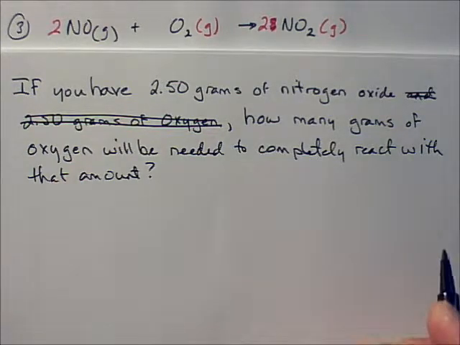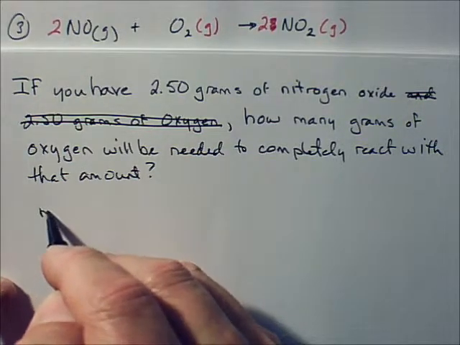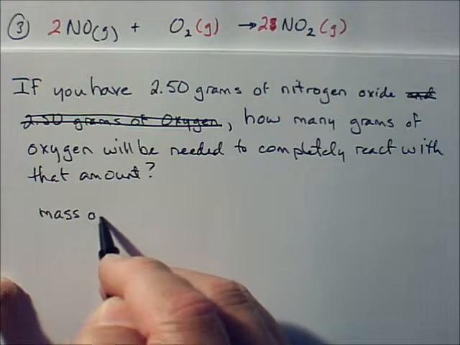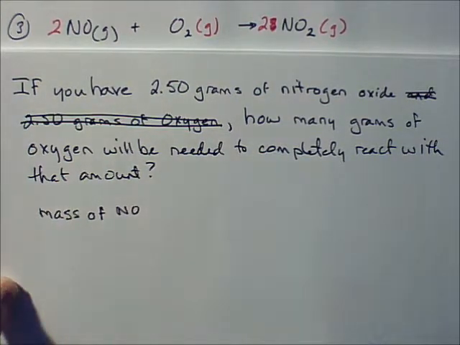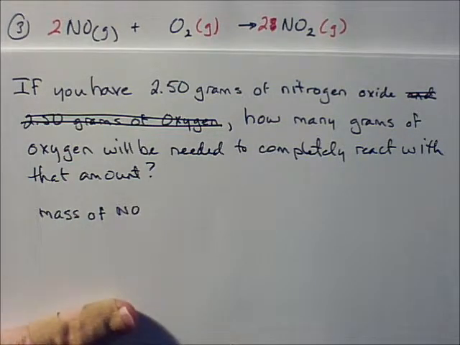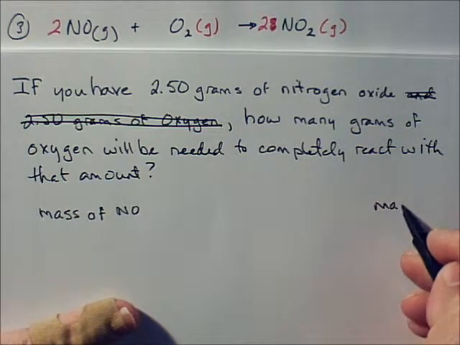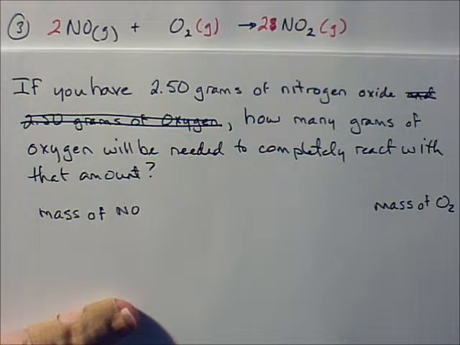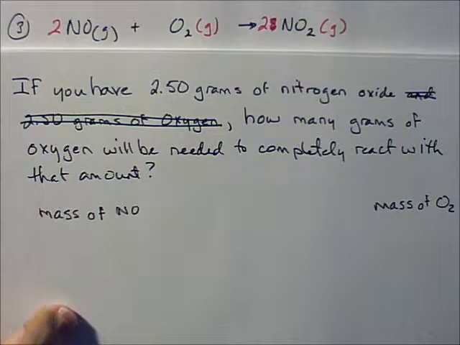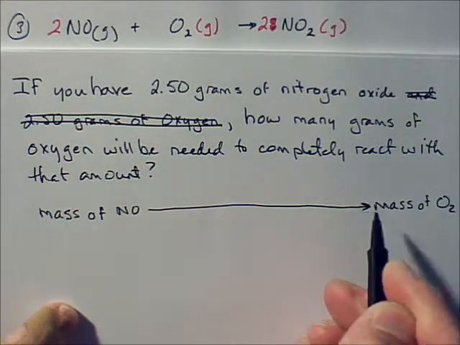All right. So we're starting off with a mass of NO. Okay? A mass of NO. And when we finish the calculation, we want to end up with a mass of O2. Okay? Question is, how do we get from here to there?